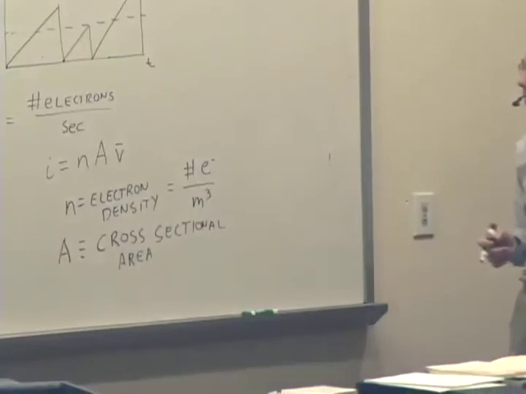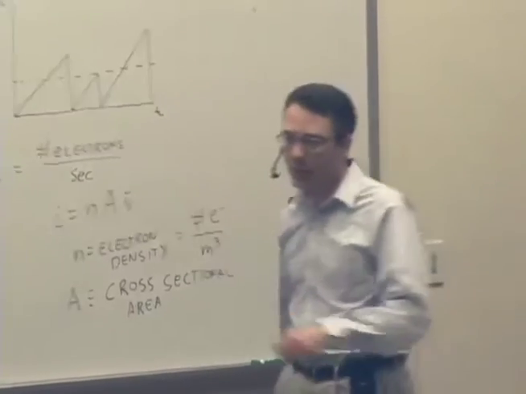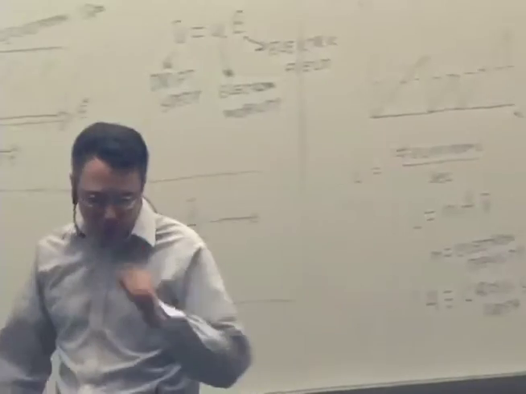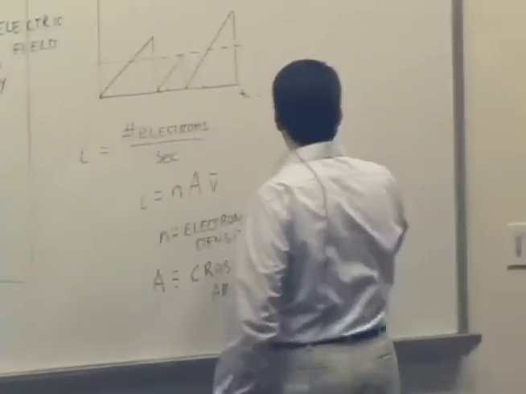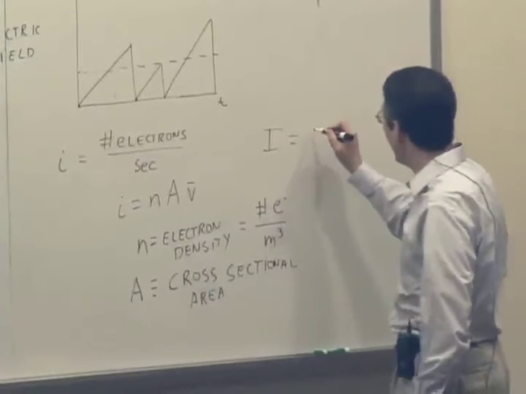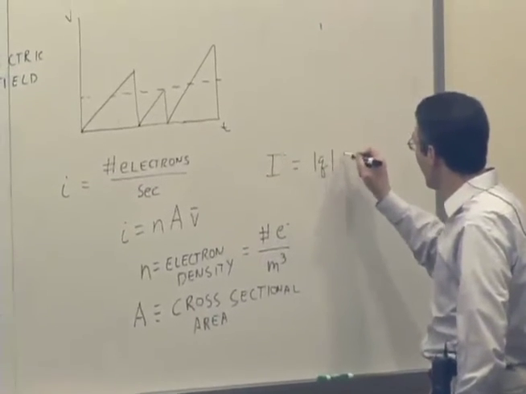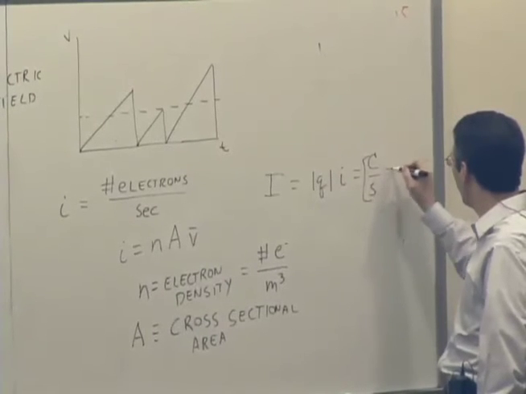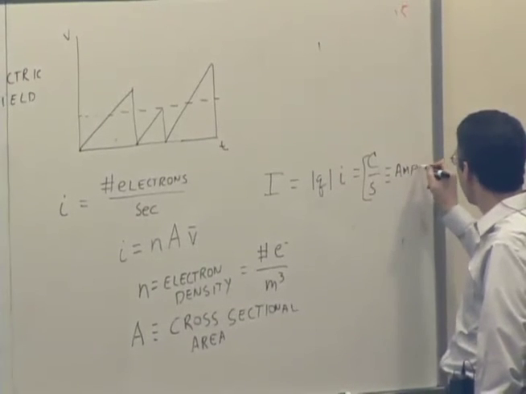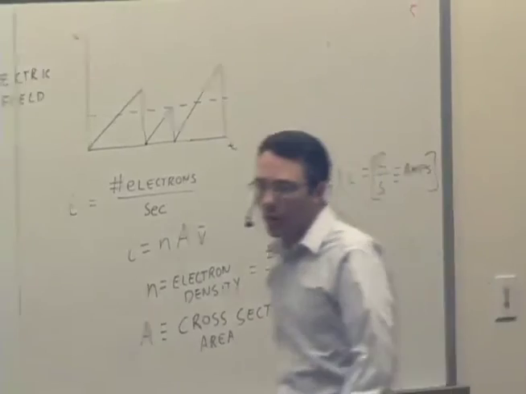This is something we've seen before, and we're going to be using it quite a bit in this chapter. And then conventional current, capital I, is just the charge of the electron times that electron current. So this is coulombs per second, or amps.